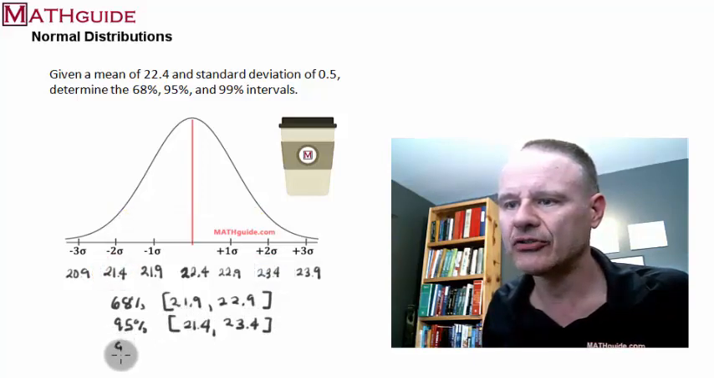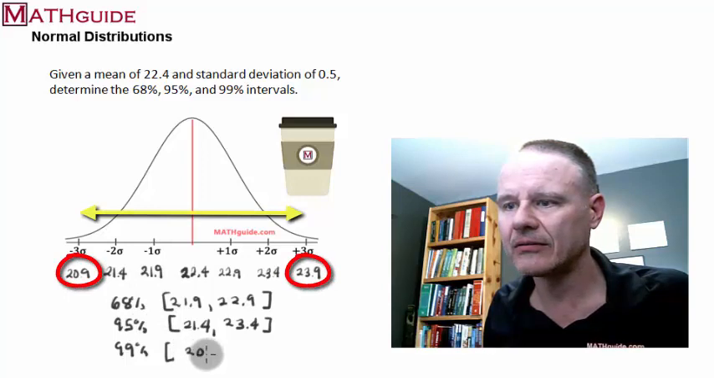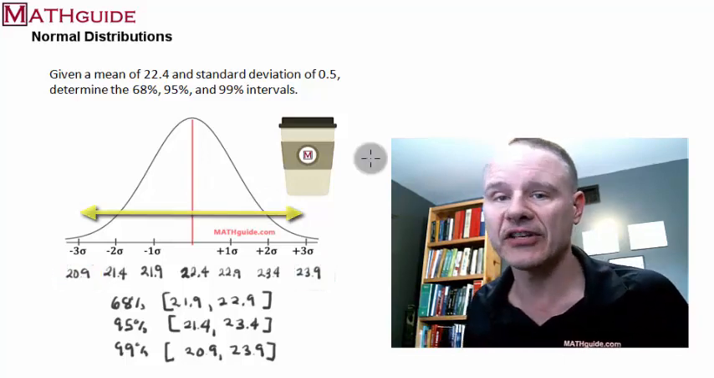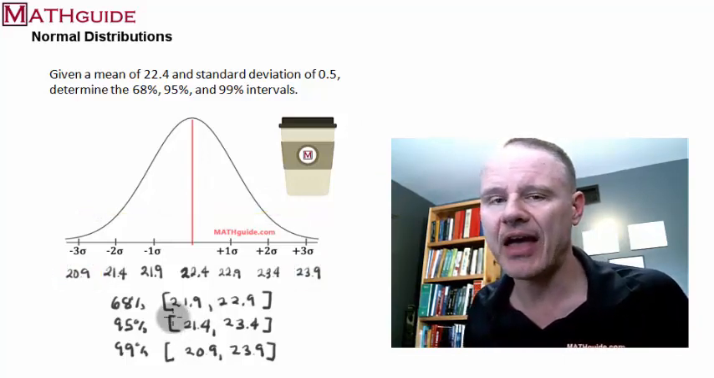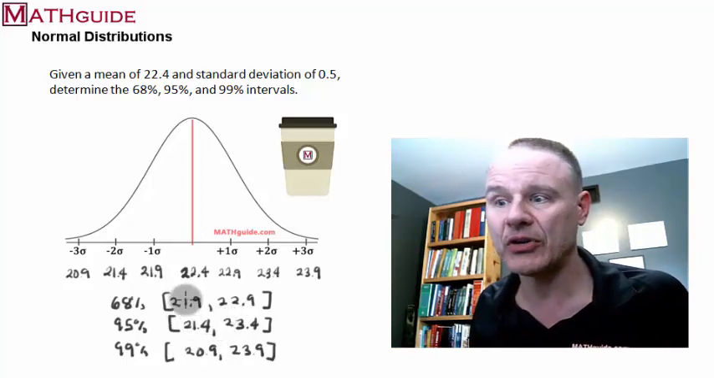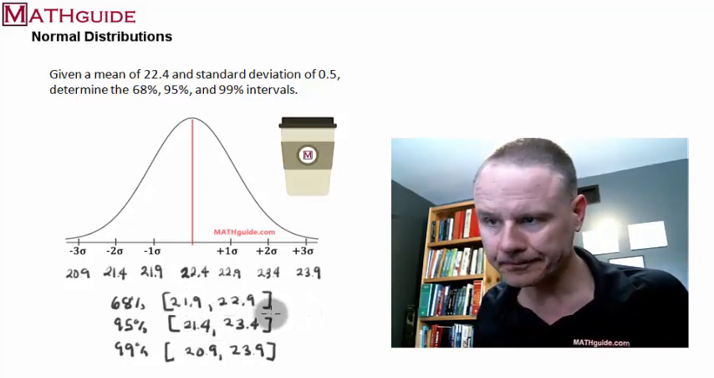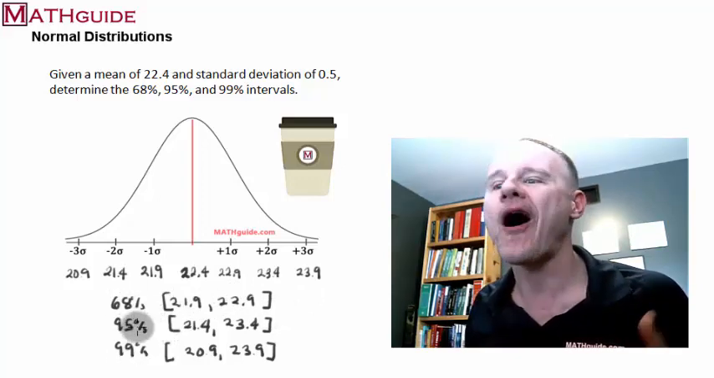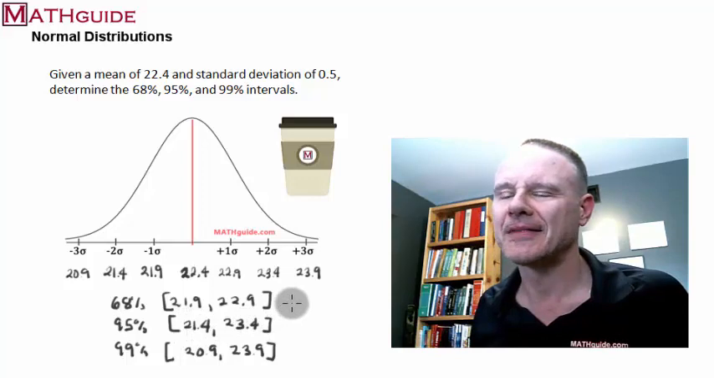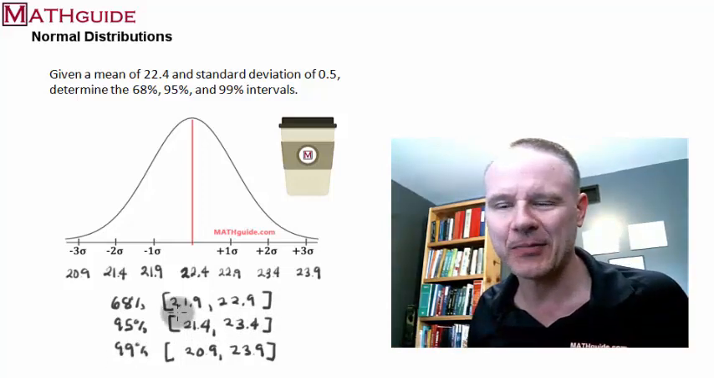And then last, let's do the 99%. Well, the 99% would be 3 standard deviations left and 3 standard deviations right. All right, so we now mechanically have done this. Now let's understand this. If this is a machine that dispenses coffee, then you'd say that 68% of all the coffees that this machine dispenses is going to be between 21.9 and 22.9 ounces. 95% of the coffees is going to be between 21.4 and 23.4 ounces. 99% of all the coffee is going to be between 20.9 and 23.9 ounces.